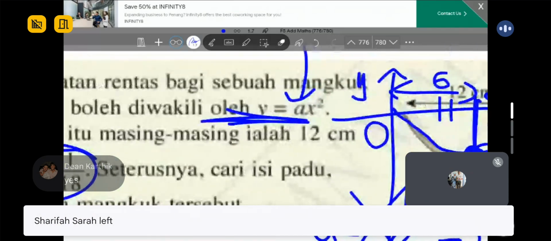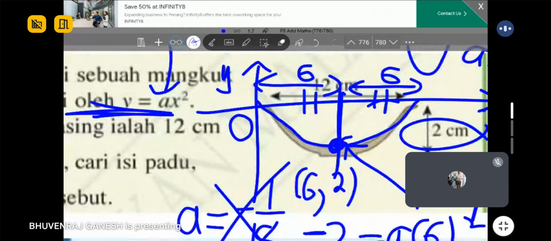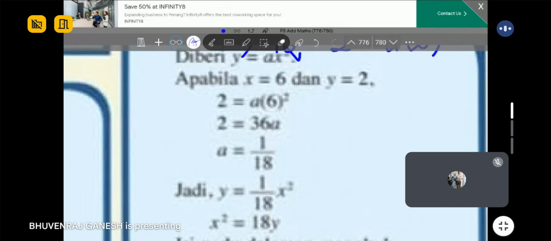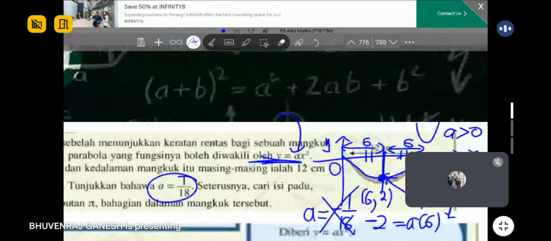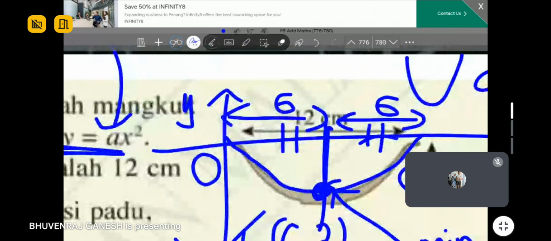This is the concept. However, even if they change the question, it doesn't matter. Apply this concept. Okay? So you will get 1 over 18. So this is your equation currently. All right? So now you just need to find the value of the volume. Which volume? This one. This whole volume. You want to find it.